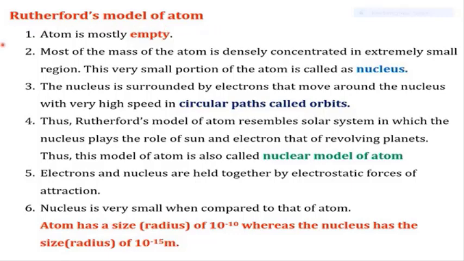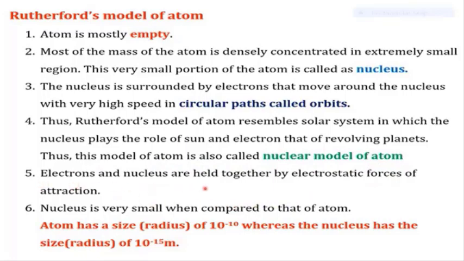Rutherford's model of the atom. Based on the observations made from the alpha ray scattering experiment and conclusions drawn, Rutherford proposed his model of the atom. According to Rutherford's model, the atom is mostly empty. Most of the mass of the atom is densely concentrated in an extremely small region, and this very small portion of the atom is called the nucleus. The nucleus is surrounded by electrons that move around the nucleus with very high speed in circular paths called orbits. Thus, Rutherford's model of the atom resembles a solar system in which the nucleus plays the role of the sun and the electrons that of revolving planets. Thus, this model is also called the nuclear model of the atom.